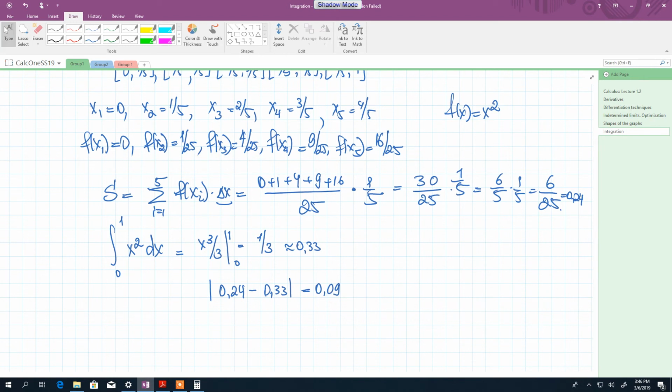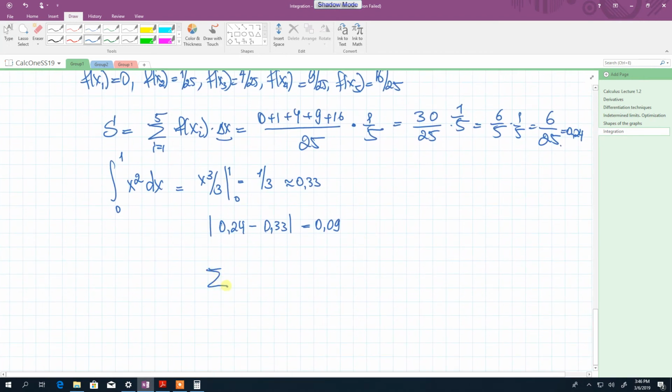So if I take the sum of f of xi multiplied by delta x, where i goes from 1 to n, and if I take its limit when n goes to infinity, it becomes the exact result, okay? So this will be exactly the integration of f of x in the interval from a to b, okay? This is the definition of the definite integral, okay?